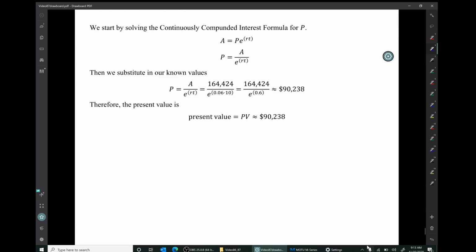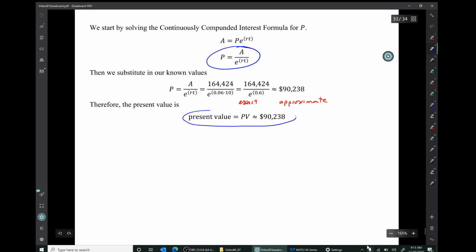Well, we start by solving the continuously compounded interest formula for capital P. So here's the continuously compounded interest formula. We solve it for capital P just by dividing by e to the RT. There's the formula that we'll use to find capital P. We substitute in our known values. We get this exact answer. And then this decimal approximation rounded to the nearest dollar. The result is the present value is $90,238.